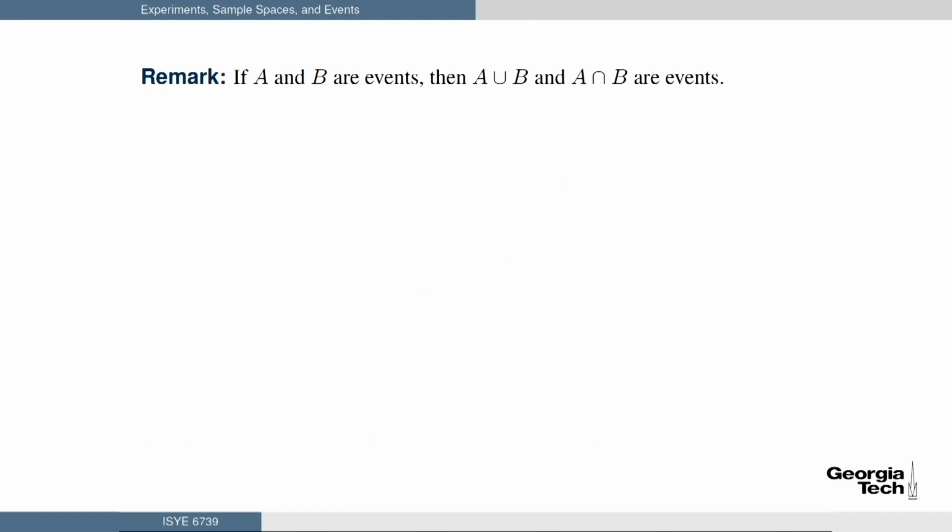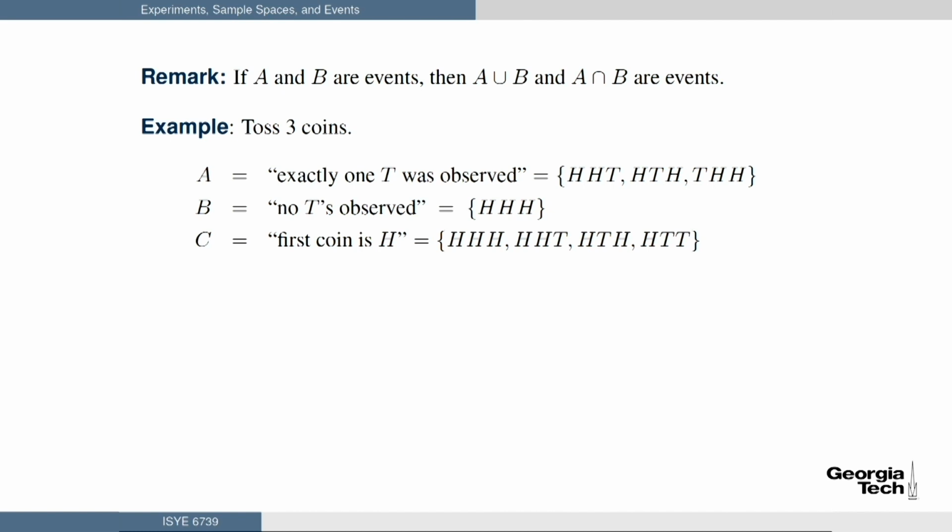A further remark is that if A and B are events in the sample space, then A union B and A intersect B are events. For example, let's toss 3 coins. Let's let the event A be that I observe exactly 1 tail. So you could list those out: heads, heads, tails; heads, tails, heads; tails, heads, heads. Those are the 3 possible outcomes from your experiment corresponding to the event A. The event B I'll define as no tails are observed, and that clearly is heads, heads, heads. That's the only element where I have no tails.